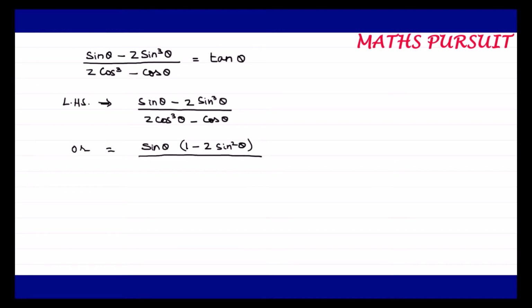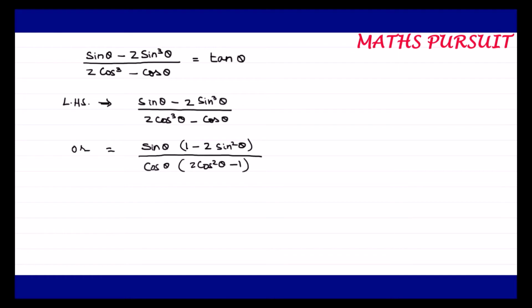Is there anything wrong if I write this in this way? Just I took sin theta as the common and I took it out. So once I take sin theta common, I am left with 1 minus 2 sin square theta. Similarly, in the denominator also I will take cos theta as common. So if I take cos theta as the common, I will be left with 2 cos square theta minus 1. This is what we got in the numerator as well as in the denominator after taking sin theta and cos theta as common.